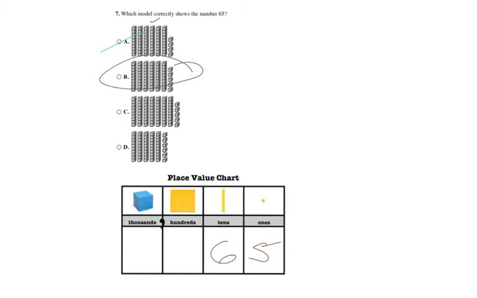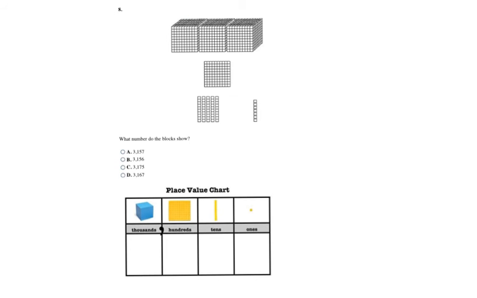So in C, I have 1, 2, 3, 4, 5, 6, 7 in the tens column, and I needed 6. And then in letter D, I have 1, 2, 3, 4, 5 in the tens column, and I needed 6. So letter D can't be the answer either. So that means I know for sure that my answer is letter B.